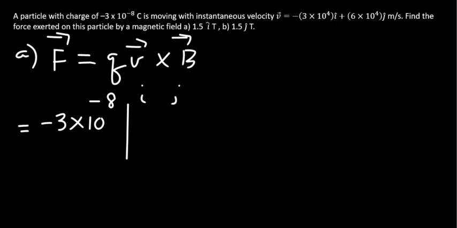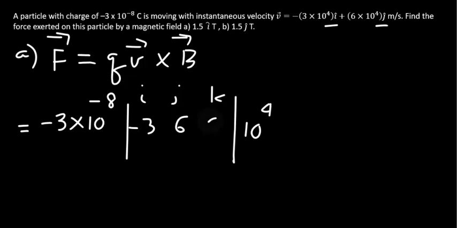So you have i, j, k on top. The first vector is velocity. It has the i component and the j component. Let's write them out. Minus 3, you can write 10 to the power 4 outside. And the j component, the y component, is 6, and there is no k component.